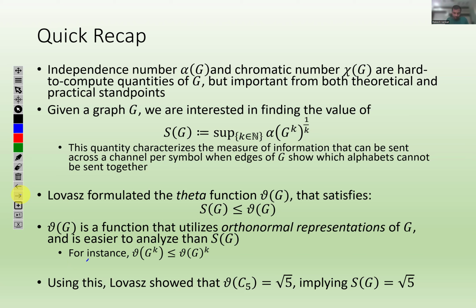So Lovasz's result basically showed that the Shannon capacity, or S of G, of C5 is square root 5. And computing this S of G for even simple graphs G is very hard to analyze, and we don't know how to find what the value is analytically.